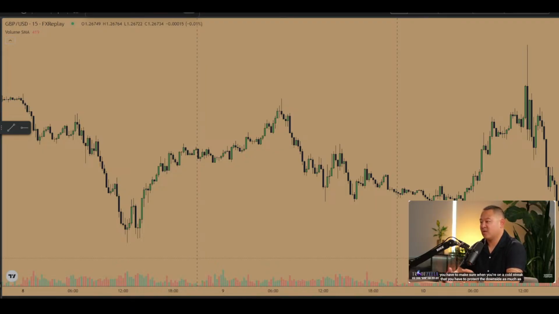When you're on a cold streak, you have to protect the downside as much as possible, because those are the periods where you're going to end up blowing up. You're going to go into a really deep emotional drawdown, and it's going to feel like you can't figure this out. Even senior traders still go through those periods. When they go into a losing streak, it's like, I've lost my edge. After a couple of losses, it feels like you've lost your edge.